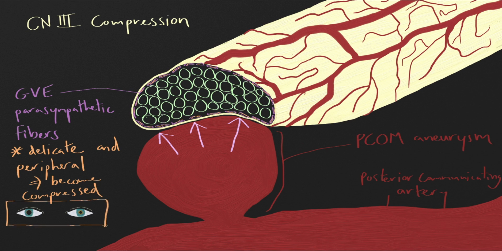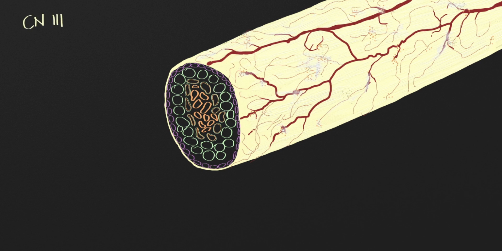Now, if this aneurysm was to continue compressing the nerve, eventually you would get a complete cranial nerve 3 palsy. But the first thing that will happen with compression is that you will have the blown pupil. Now we've answered the first part of our question. Let's have a look at an example of cranial nerve 3 ischemia.